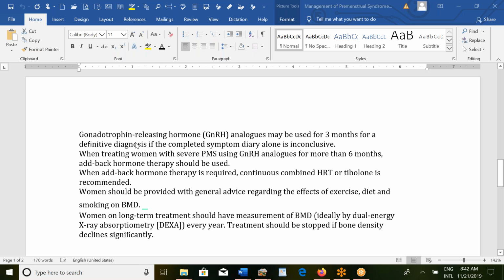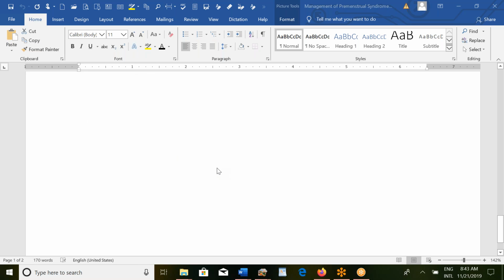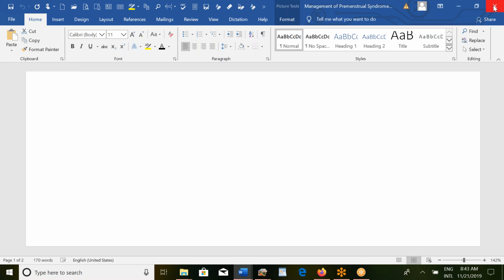Then when you say this GnRH, they will ask you what the benefits of this treatment are. Her symptoms will improve. Drawbacks: she can develop postmenopausal syndromes, more than 6 months. Simple things. If she has low libido, give add back therapy. Give tibolone. Then, if indicated, we will think about the BMD measurement, and you will stop the treatment only if BMD has decreased significantly. That's all you need to mention.